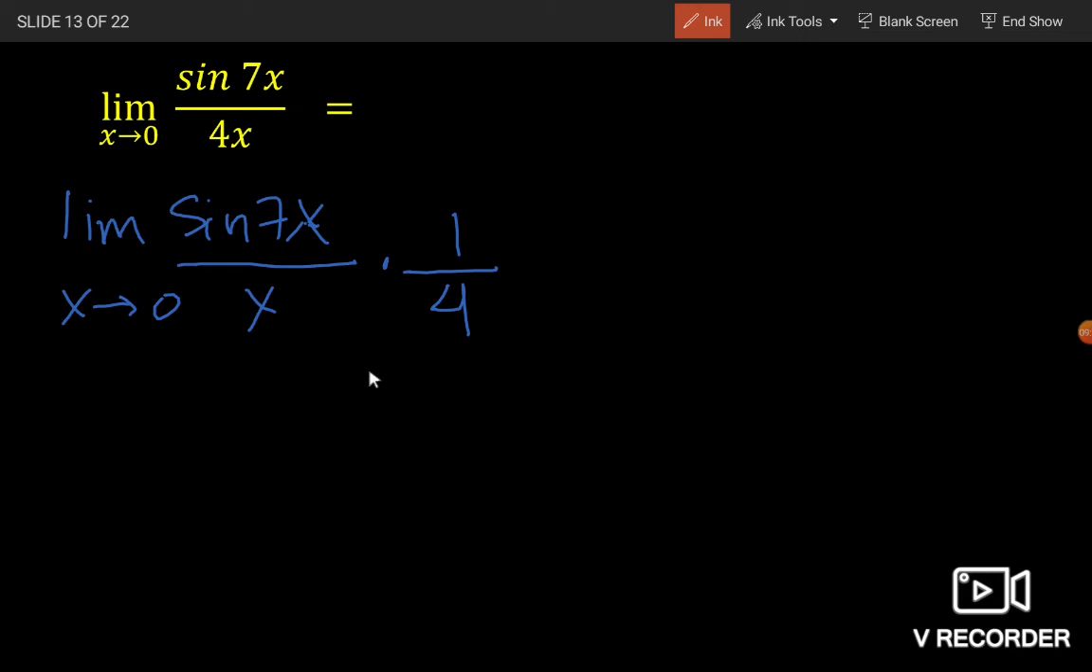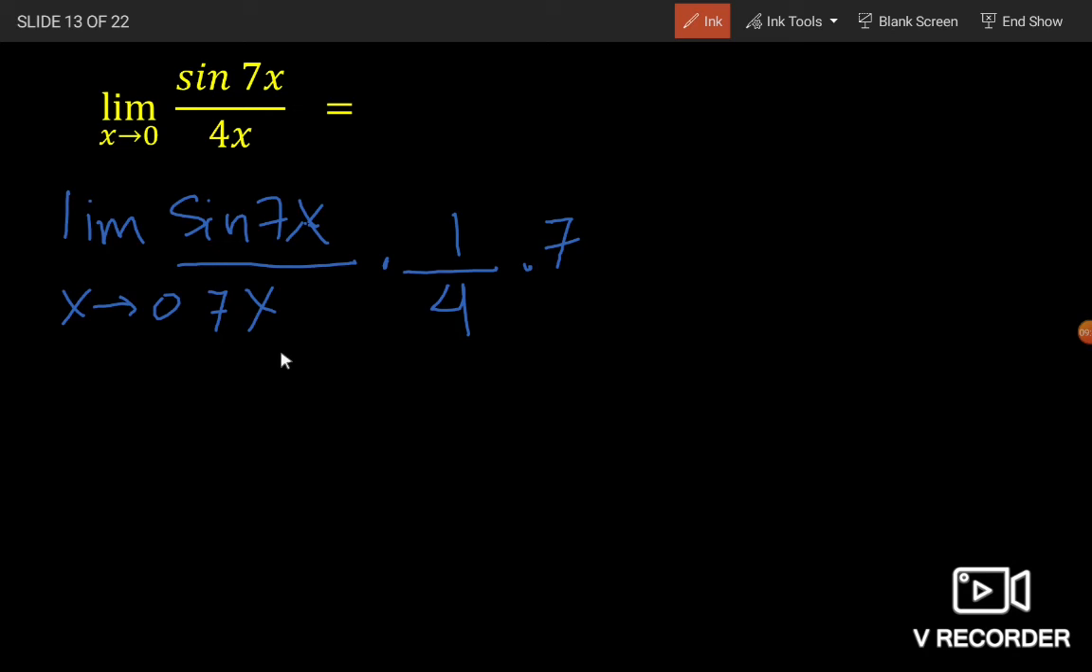Now, if I put a 7 here, and then if I put a 7 in the denominator, that's fine, because 7 over 7 is equal to 1. Again, I'm not changing the expression, still the same. There is no effect.